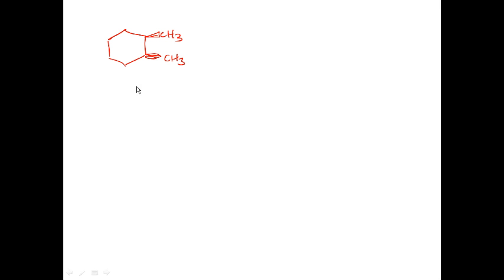For instance, is this molecule a meso compound? Is this molecule a meso compound? Is that molecule a meso compound? Remember the definition. You have to have an internal mirror plane of symmetry, but you also have to have chiral centers. So let's call this molecule A. Is molecule A meso or not?